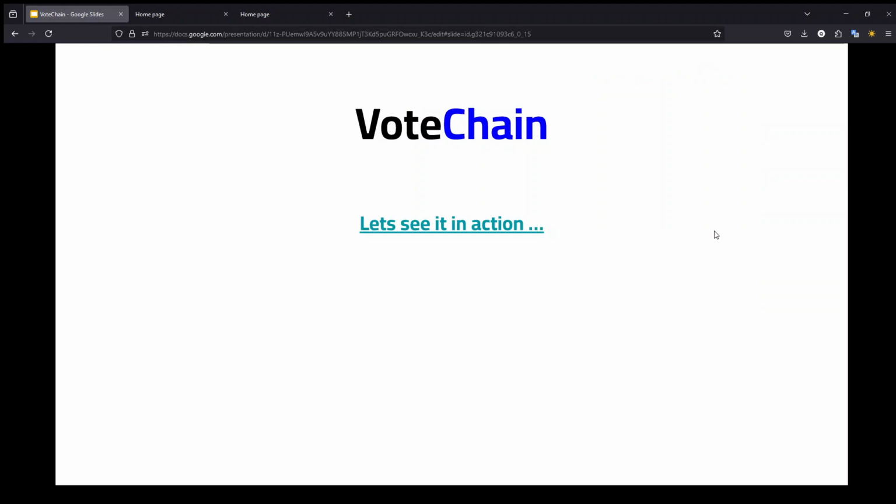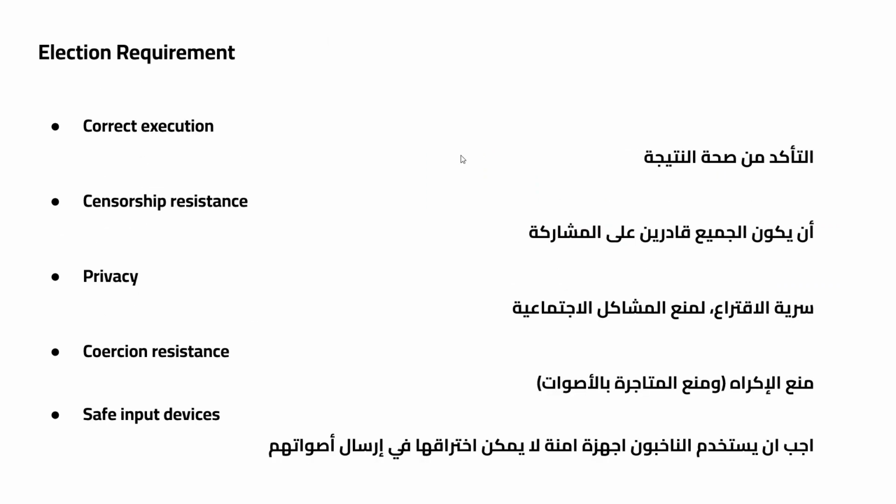We saw how the app works. Now, keep in the back of your mind that any election management software should meet these requirements in order to guarantee the election integrity. These are correct execution and censorship resistance, privacy, coercion resistance, and safe input devices. Actually, the safe input devices cannot be guaranteed by any election software. It depends on the security of the operating system of the user's device.